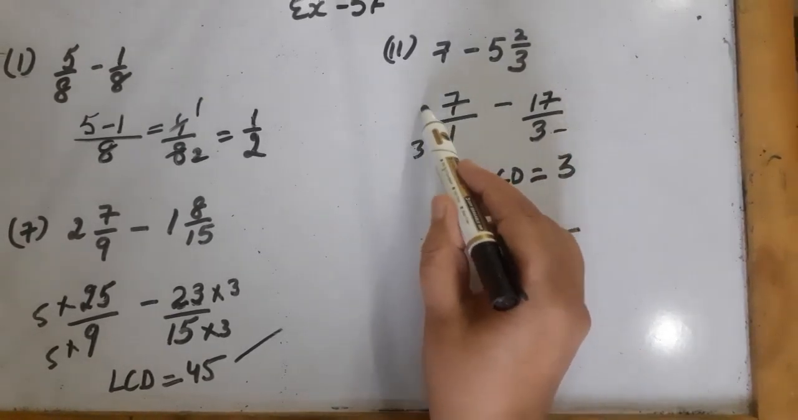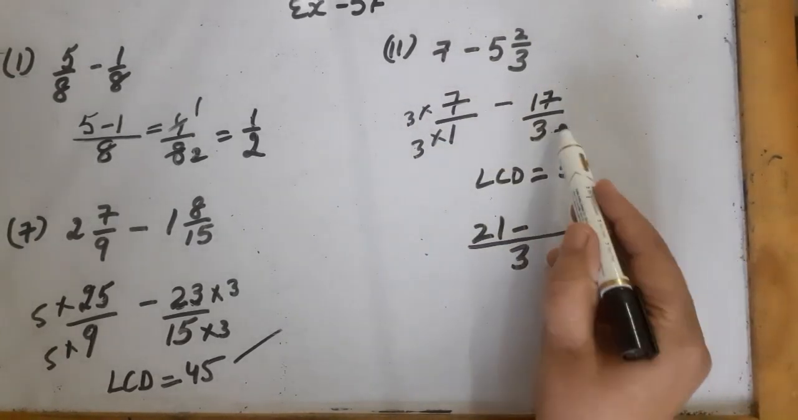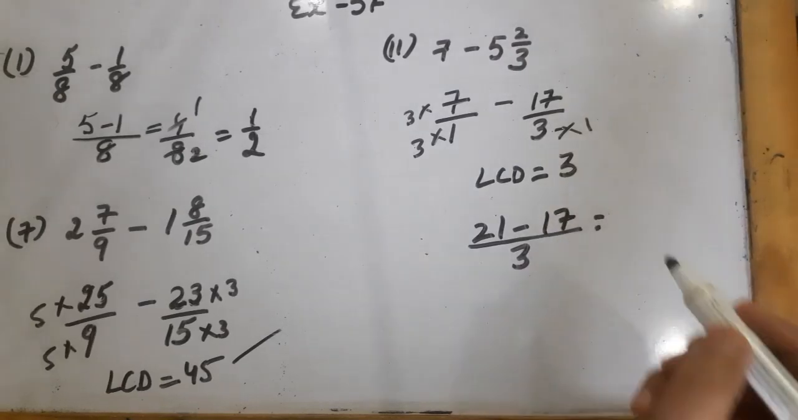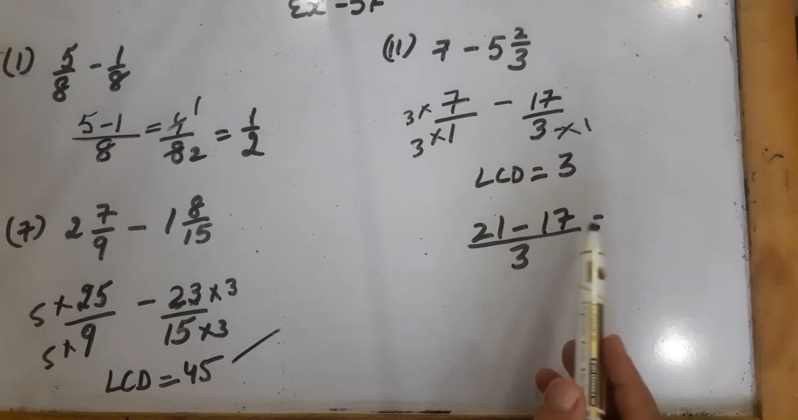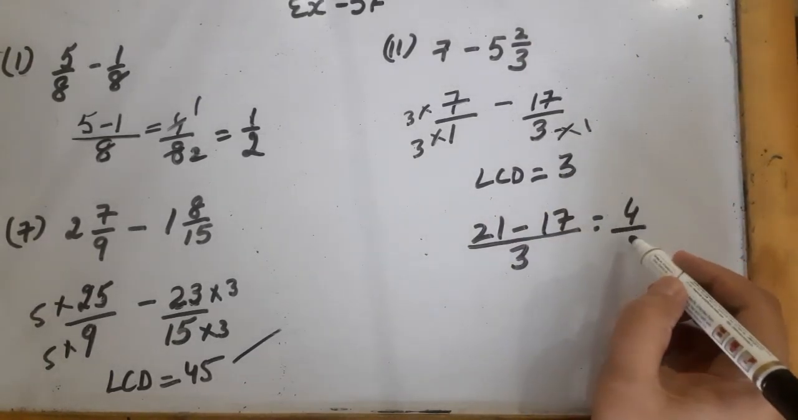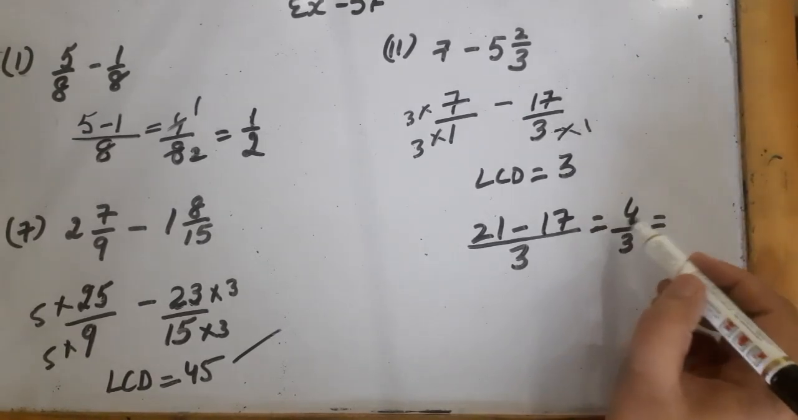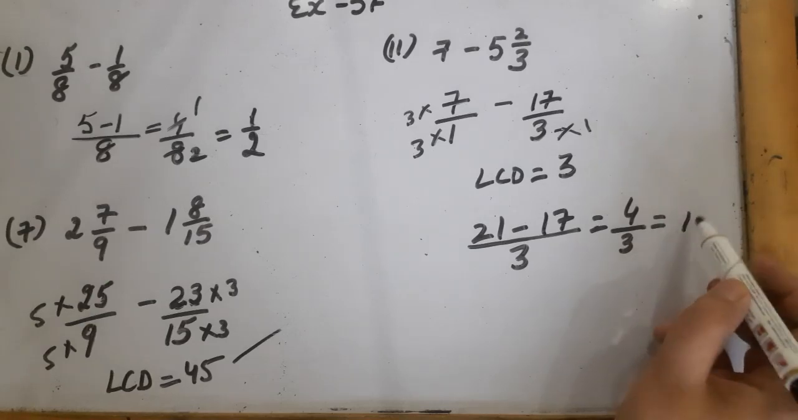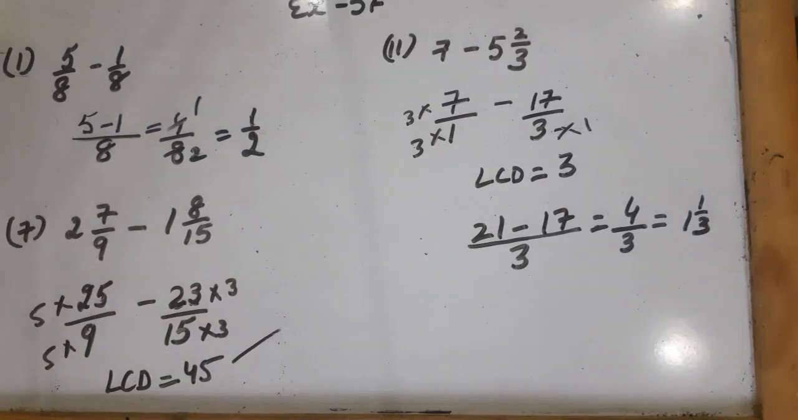Now I will change the numerator. 1 3s are 3, so 7 3s is 21. So 3 1s are 3 and 17 ones are 17. Now 21 minus 17 is how much? 4 upon 3. Now I have to convert the improper fraction into a mixed fraction. 3 ones are 3, 1 upon 3. So this is how we subtract.